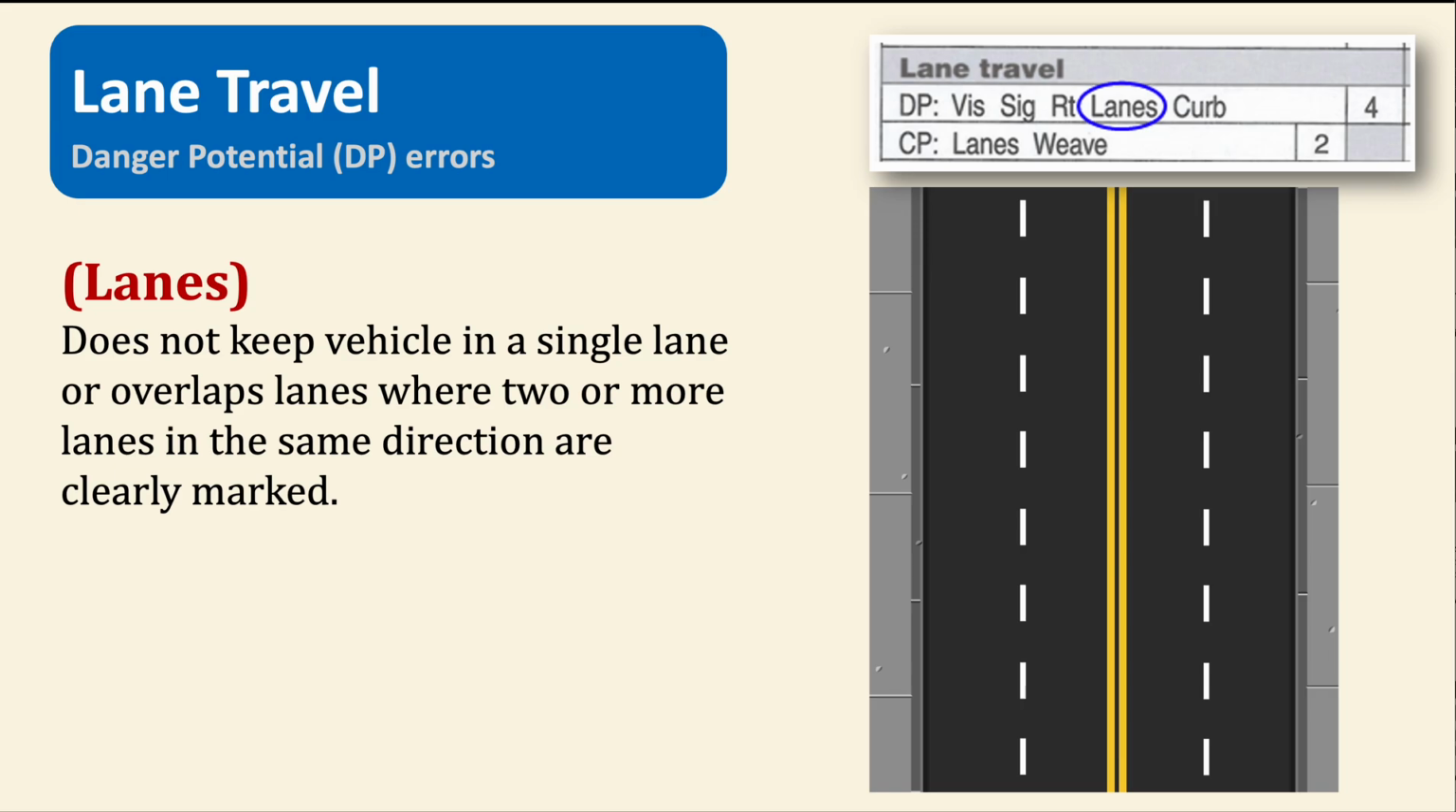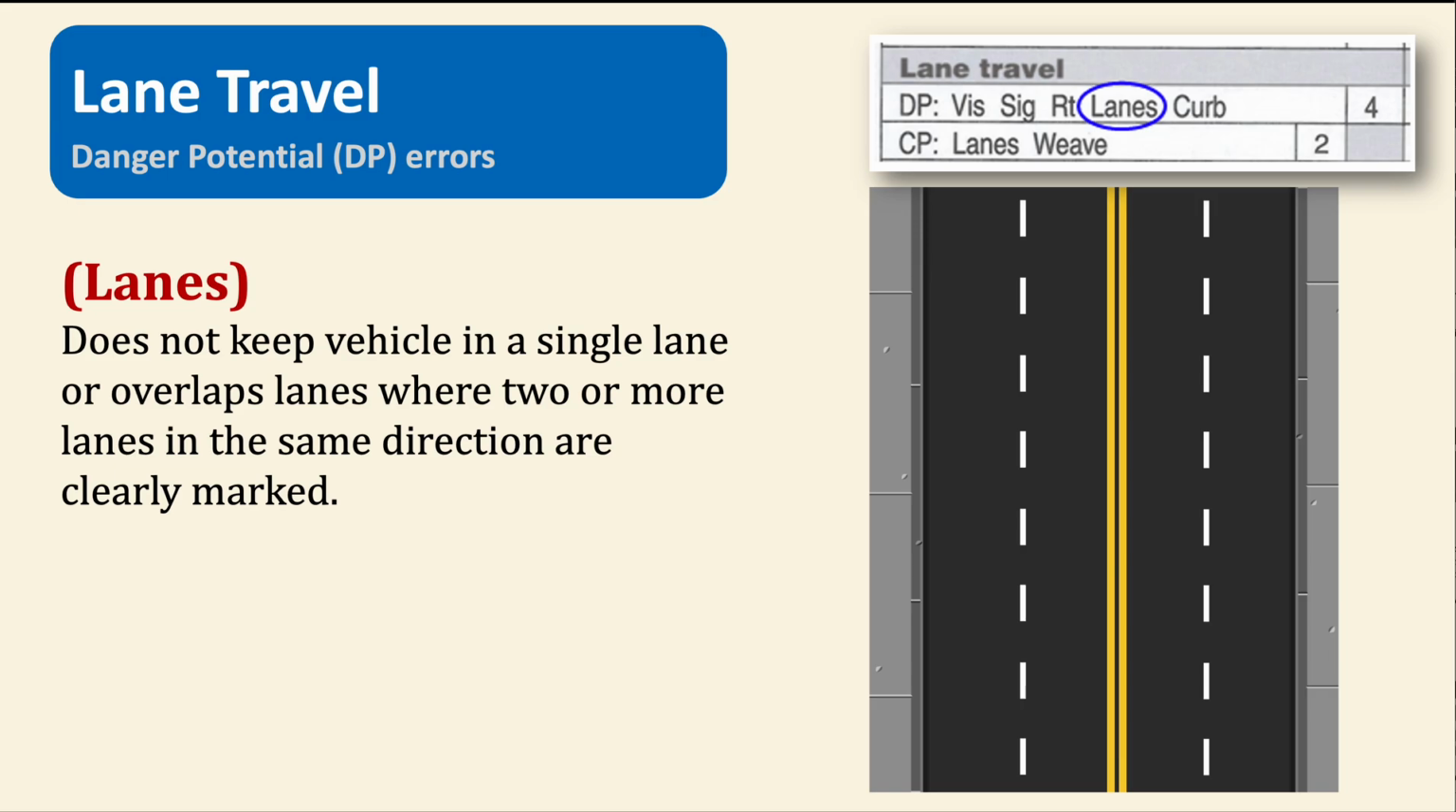This one covers a few things. The lanes 4-point penalty is where the applicant does not keep the vehicle in a single lane or overlaps lanes where 2 or more lanes in the same direction are clearly marked. So here's one example of that. Drive over those broken white lines, 4-point lanes penalty. They hit the lane lines, same direction, clearly marked. Now, this does not include the fog line on the right side of the road. That's covered under a different section.